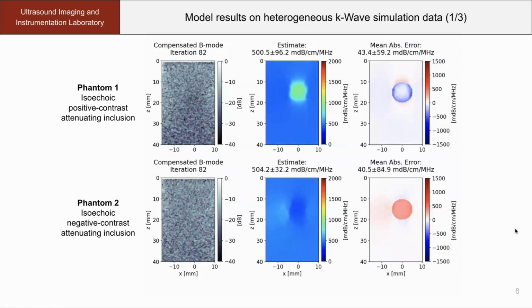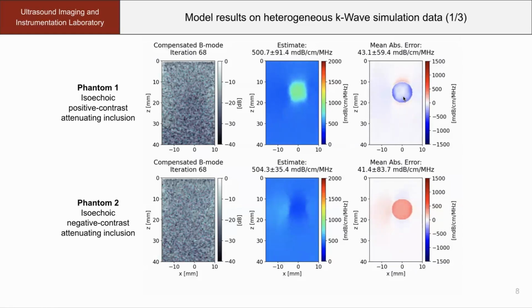We then went ahead and tested our model on these different simulation data results, and we produced the model results for Phantom 1 and 2 shown here. In the first column, we have the B mode that is iteratively compensated. In the second column, we have our attenuation estimate. And in our third column, we have the mean absolute error, which is the attenuation estimate minus the ground truth. We can see that these blue patches here represent where our loss is taken from in the image space, and that our model is able to estimate this inclusion here, or the positive contrast attenuating inclusion.